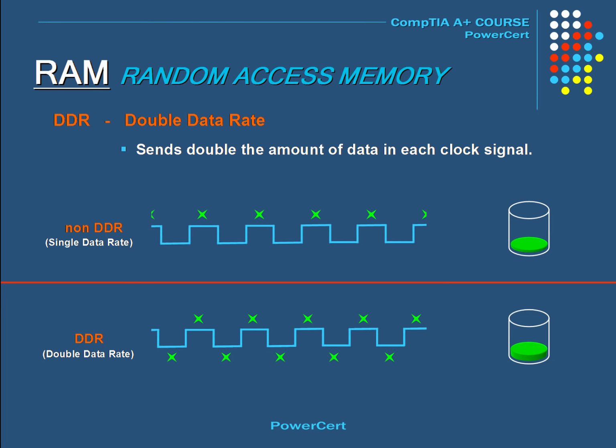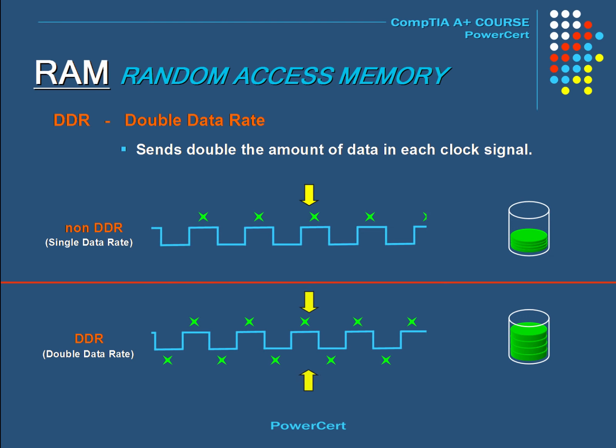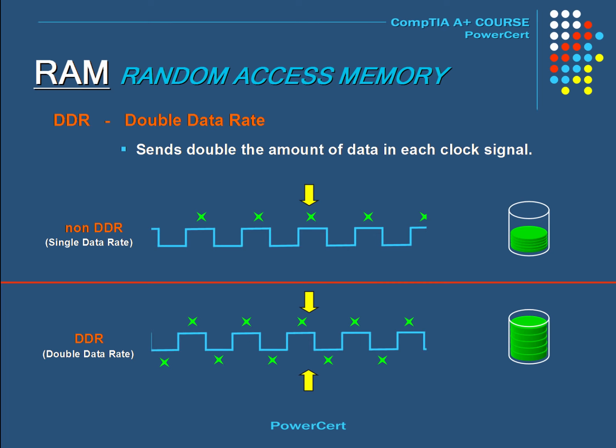Non-DDR or single data rate RAM uses only the rising edge of the signal to transfer data. But DDR uses both the rising and falling edges of the clock signal to send data, which makes DDR twice as fast.